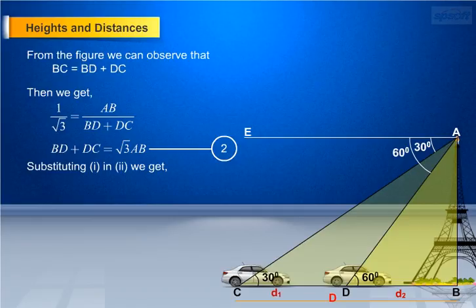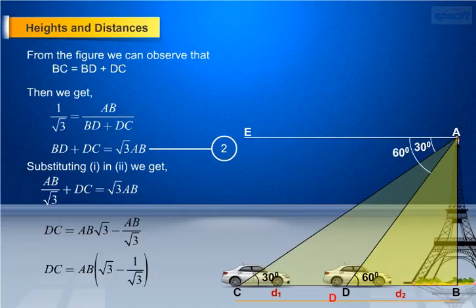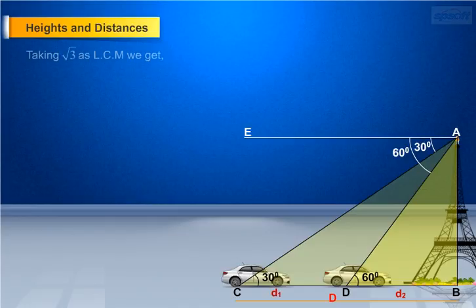We know that DB equals AB by √3. Substituting equation 1, that is, DB equals AB by √3, in equation 2, we get AB by √3 plus DC equals √3 AB. DC equals AB √3 minus AB by √3. Taking AB common, we get DC equals AB into (√3 minus 1 by √3). Taking √3 as LCM, we get DC equals AB into (3 minus 1) by √3. DC equals 2 into AB by √3.